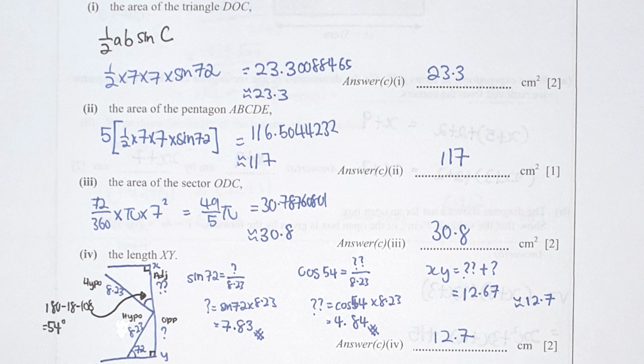Calculate the area of the sector ODC. This one will be using 72 over 360 times pi times 7 squared. You will get the final result of 49 over 5 pi, which equals 30.8.